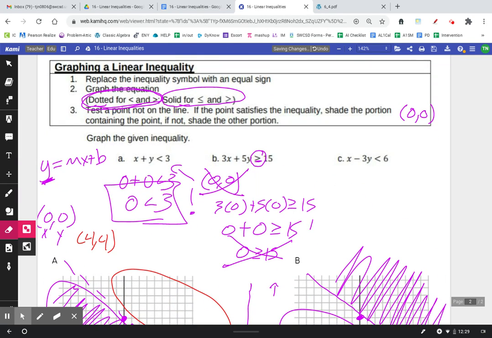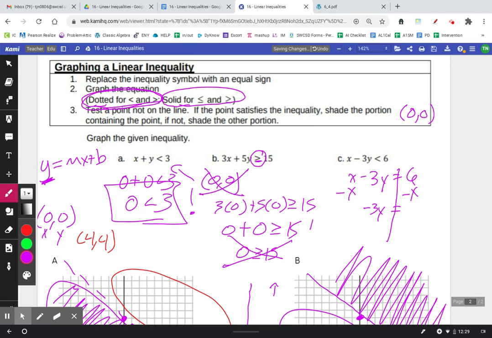C says x minus 3y is less than 6. First thing was replace it with an equal sign. X minus 3y equals 6. I need to get y alone. Minus x. I get negative 3y equals negative x plus 6. Divide by negative 3. Divide by negative 3. I'm going to get y equals... Negative divided by negative is a positive, and that's a 1/3. That'd be a decimal. We like the 1/3 instead for rise over run. And then 6 divided by negative 3 is negative 2.